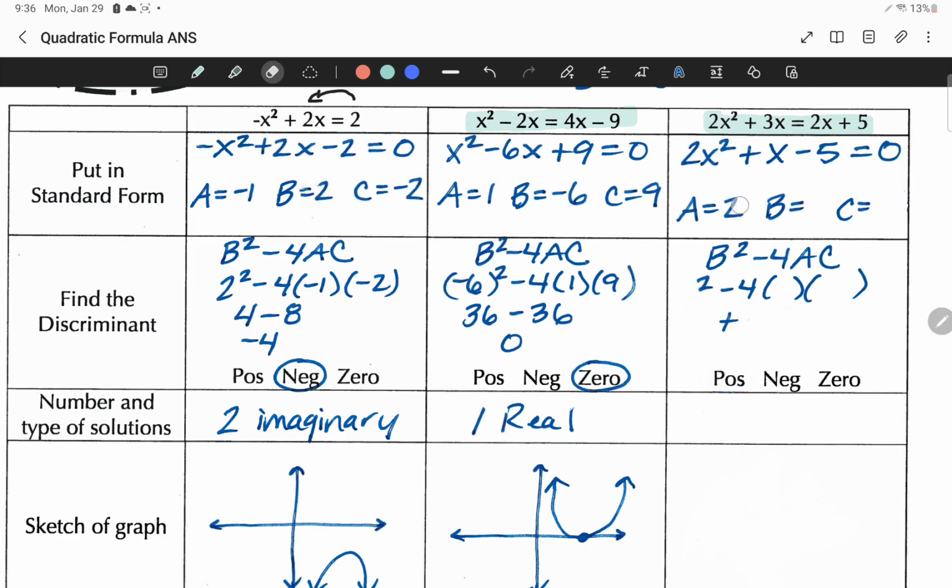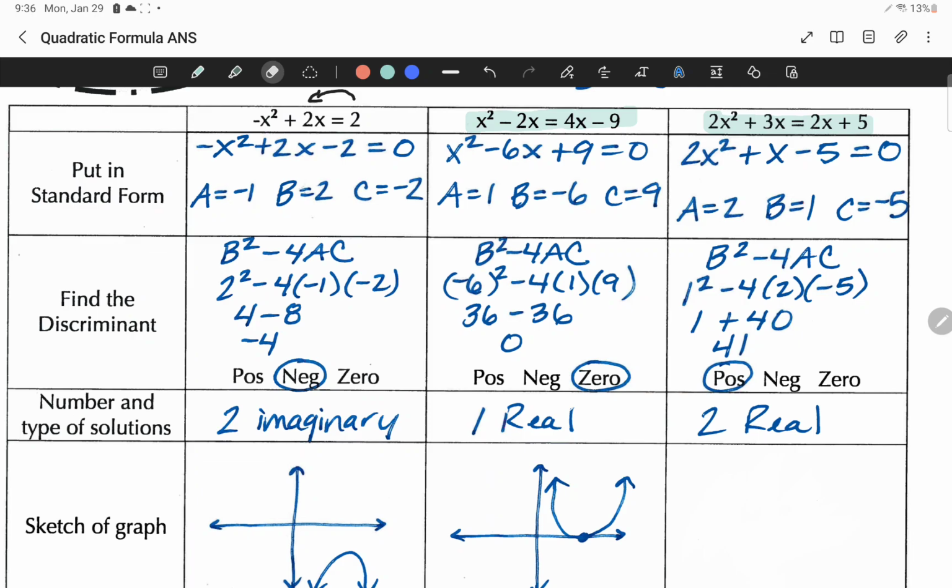Now, a is going to be 2, b is going to be 1, and c is going to be negative 5. Now that we know what every single one of those is, we're going to start plugging in. So what is 1 squared? 1. Then we plug everything else in. So 4 times a, which is 2, so times 2 is going to be negative 8, and then times negative 5 is positive 40. Now 1 plus 40 is 41, and my answer is positive. So what that means is that I'm going to have 2 real solutions.